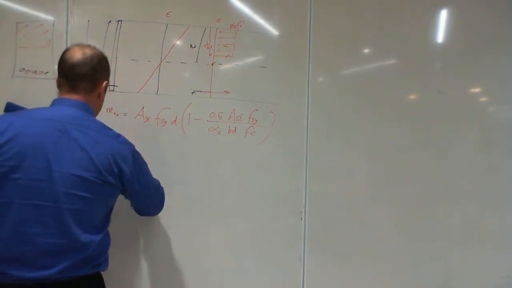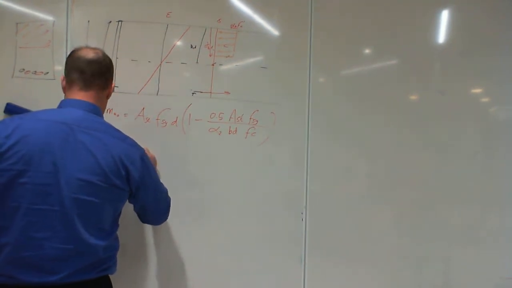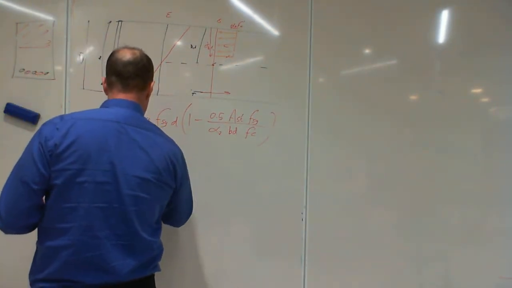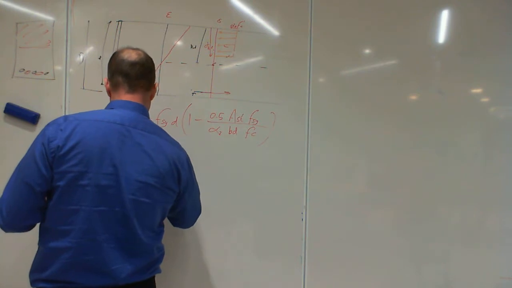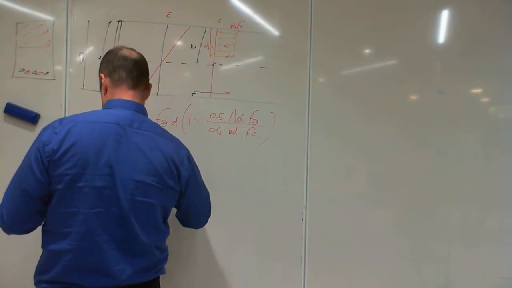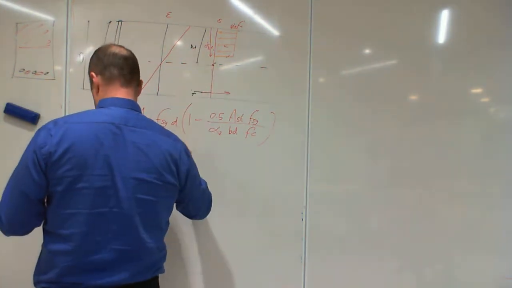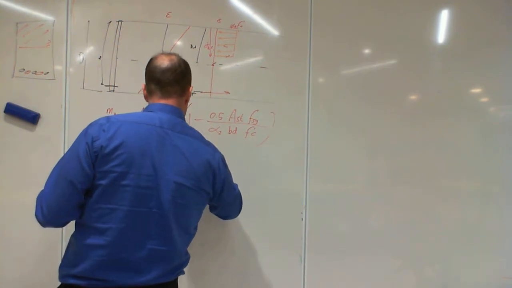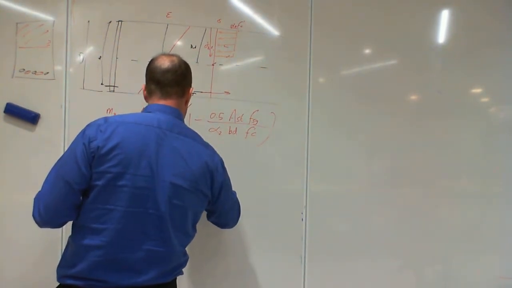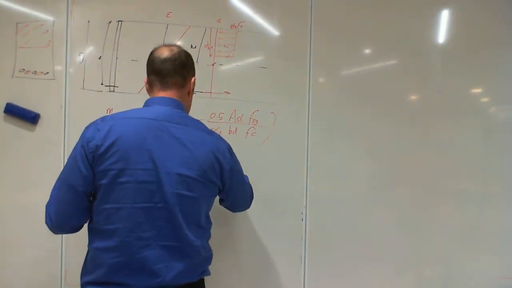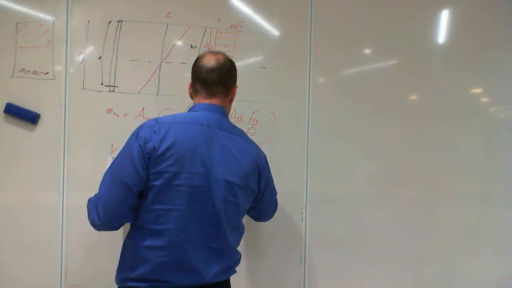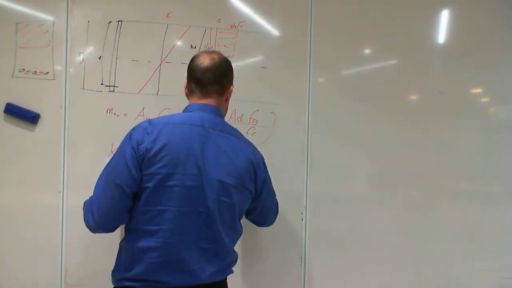And the value of Ku equals 1 over alpha 2 times gamma, that's the gamma, times the area of steel over bd times the ratio of the strength of steel over the strength of the concrete.